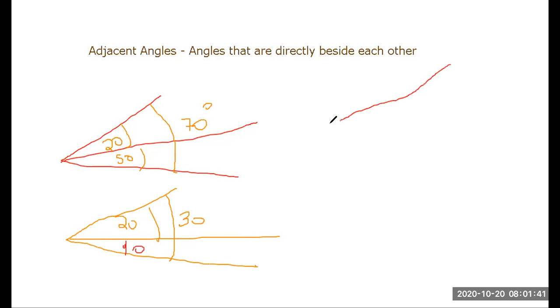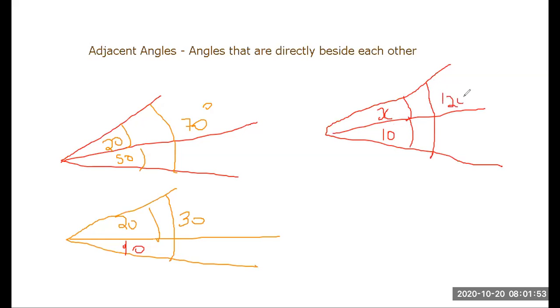We could do a similar one, saying this side is x, this side is 10, but the whole thing is 120. And I'm asked to come up with an equation for this. I know x plus 10 should be equal to 120 because the whole thing is 120, and if I add the two angles, then it's 120.